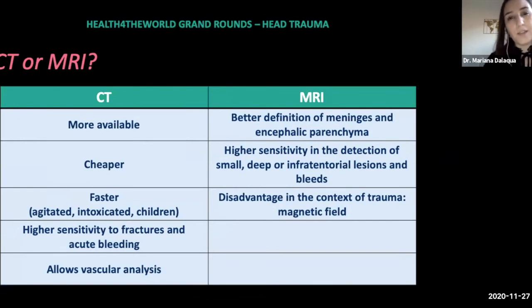Otherwise, MRI provides a better definition of the meninges and the encephalic parenchyma. It absolutely has a higher sensitivity in the detection of small, deep, and infratentorial lesions and bleeds. We're going to comment about it later on. But there is a disadvantage in the context of trauma, that is the magnetic field, and also the availability. We sometimes don't know if the patient has a pacemaker, a cochlear implant, or a foreign body close to an important artery, and so on and so forth. So mostly we're going to do CT before MRI, okay? MRI normally is reserved for a second time.